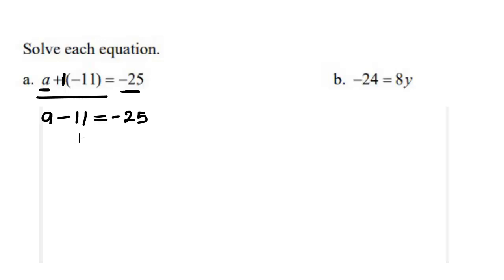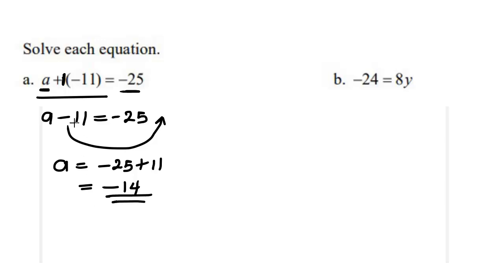So to make a the subject of the formula, there are cases whereby someone will say, okay, add 11 to both sides. That's a good method. But once you move minus 11 to this side, it is crossing this equality sign, so it will turn to plus. But if it is plus here, if it crosses this equality sign, it will become minus. So we can say that a in this case will be minus 25 plus 11, and minus 25 plus 11 will give us minus 14. So what we are saying is the value of a that will make this left hand side equal to the right hand side is minus 14.